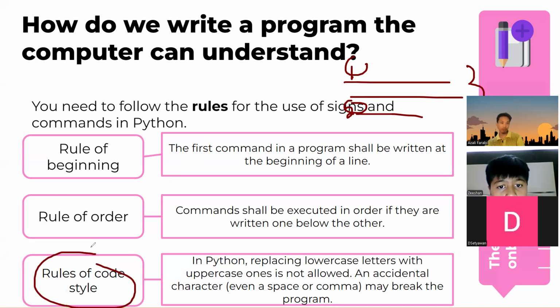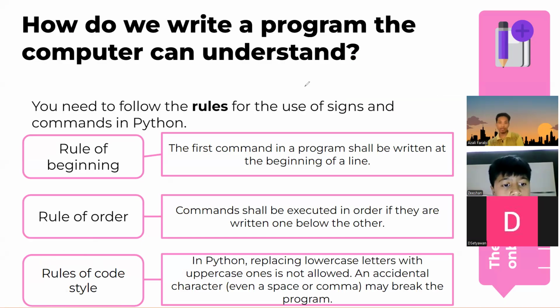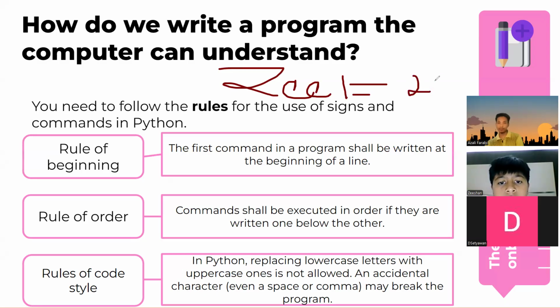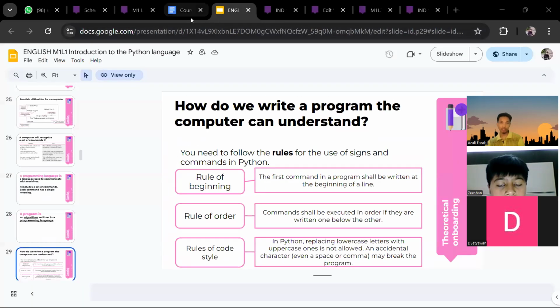And then the rule of code style. This is kind of the uniqueness of Python. When you want to write, let's say, your name, this is different from this. The first letter is lowercase here, and in here it's uppercase. This is different. I know this is the same person, but it's a different spelling. Okay, that's all about the first part. We just talked about the theory stuff.